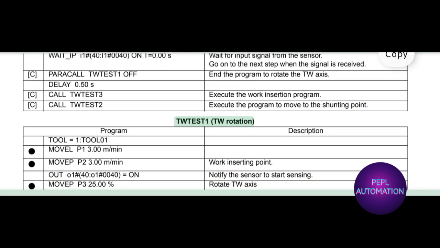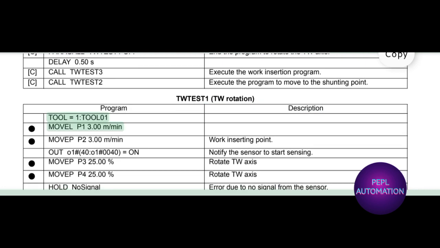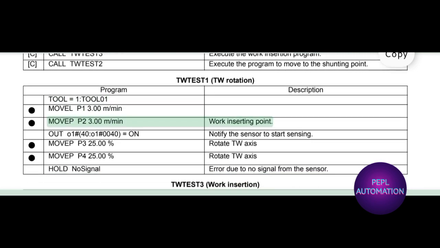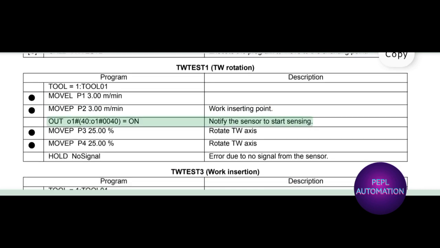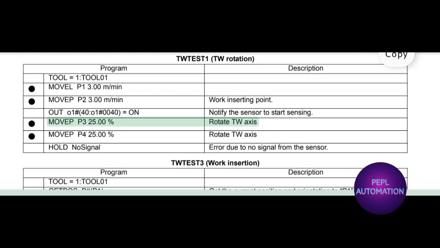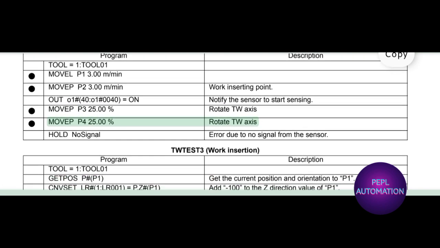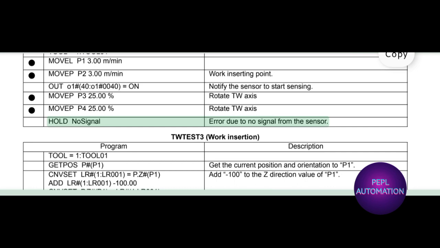TWTEST1, TW rotation. Program description. Tool equals 1. TOOL01. MOVEL P1 3.00 meters per minute. MOVE P P2 3.00 meters per minute, work inserting point. AUTO I1 number 40, shock face I1 number 0040 equals on: notify the sensor to start sensing. MOVE P P3 25.00%: rotate TW axis. MOVE P P4 25.00%: rotate TW axis. Hold: no signal error due to no signal from the sensor.